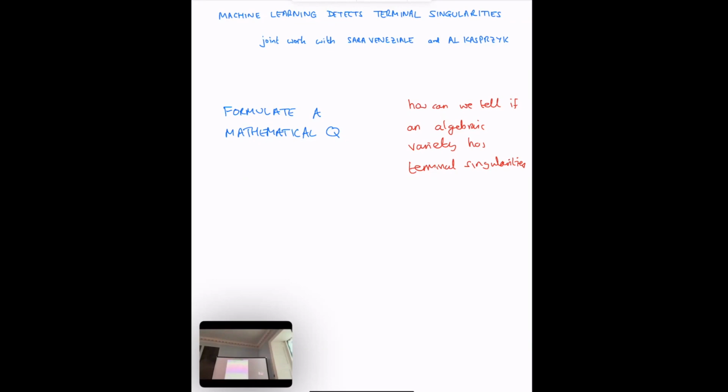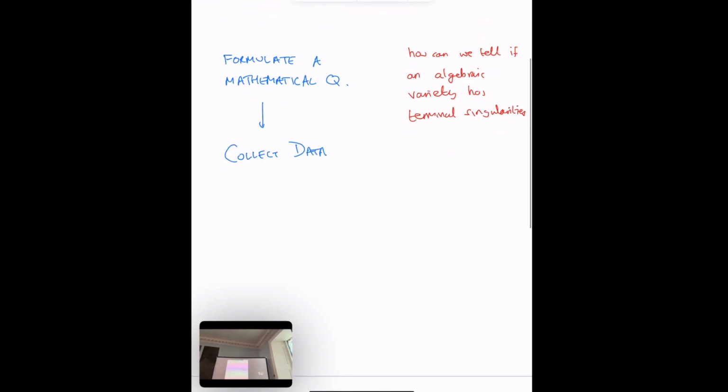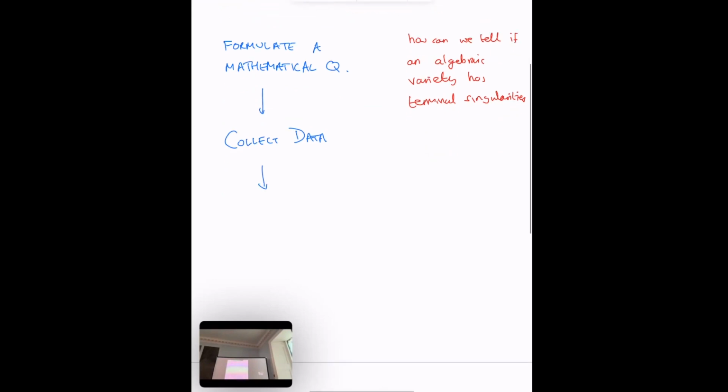Okay, so we start off with formulating a mathematical question, and then collect some data on this question, and then use tools from machine learning to build a machine learning model, a machine learning classifier that answers or tries to answer your question. To build a model.